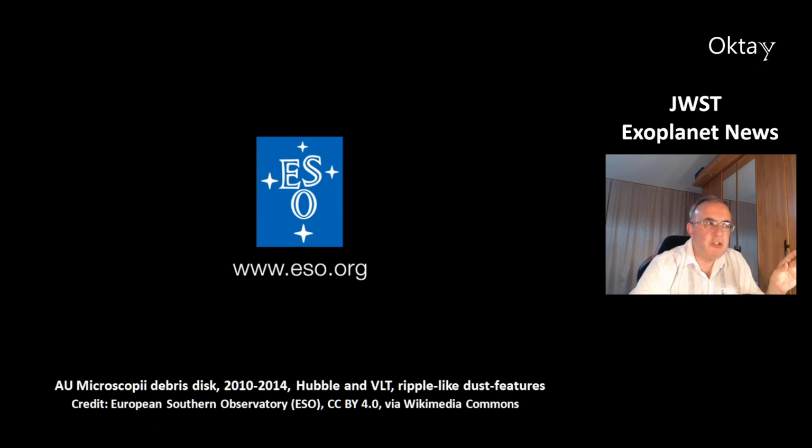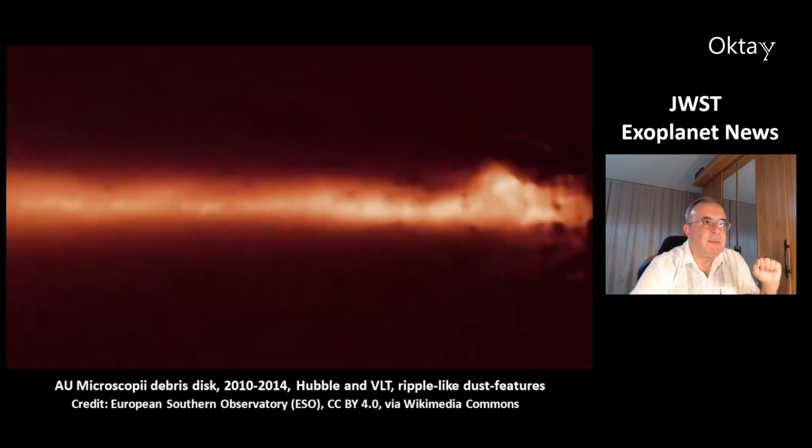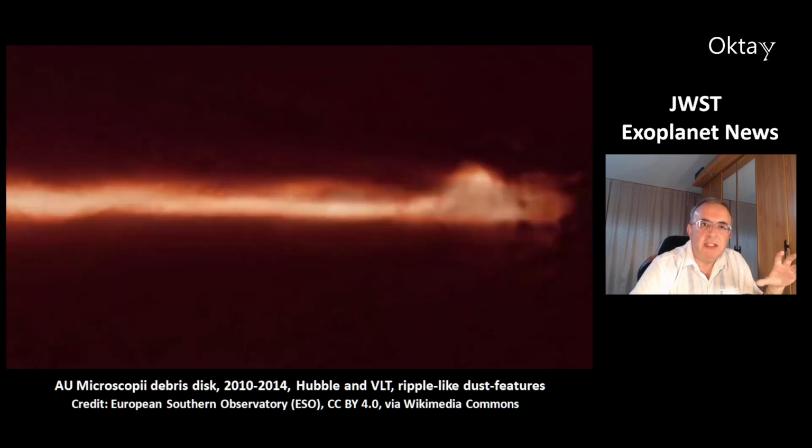This is an animation of the debris disk of AU Microscopii from years 2010 to 2014. This consists of pictures from the Hubble Space Telescope and the Very Large Telescope, and it shows the ripple-like dust features of this system. And you can see this is still a planetary system in the making that is not completed yet.